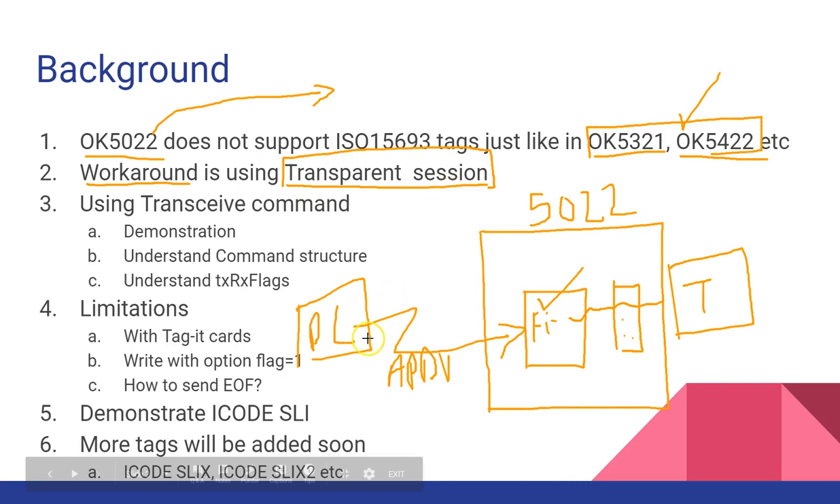Using the transparent session, it's possible for us to send the command directly to the tag, or directly to the RFID chip and back, and finally to the tag, bypassing this firmware. Without this functionality, it is not at all possible to directly communicate with the tag. Most of the reader writers from OMNIKEY do support this feature. For example, I have seen the 5321 supports the transparent session, and if you want to communicate with the ISO15693 tags, you have to make sure the reader writer supports the transparent session.